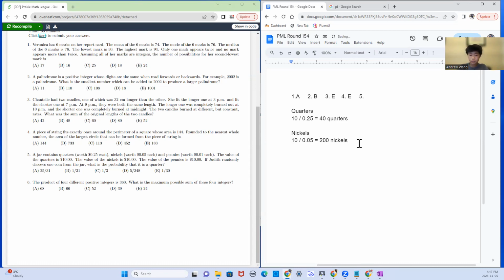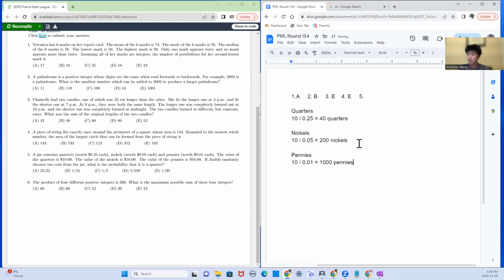And finally, pennies. The value of 1 penny is 0.01, and the total value in that jar is $10. So once again, 10 divided by 0.01, which will give you 1,000 pennies.